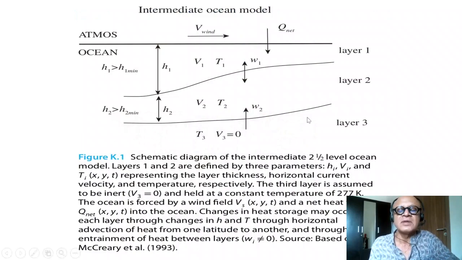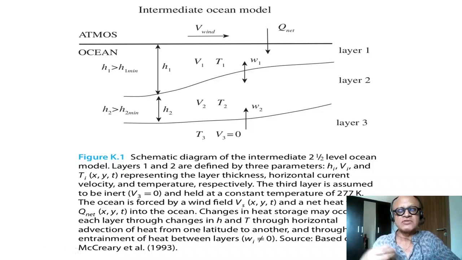Most of the results presented in the book, in the chapter, are from this intermediate ocean model of J. McCreary, which is a very cute toy model which can produce lots of very useful insights, as you can see from the nice papers by J. McCreary, his students and collaborators, and so on. It is the so-called 2.5 layer model.